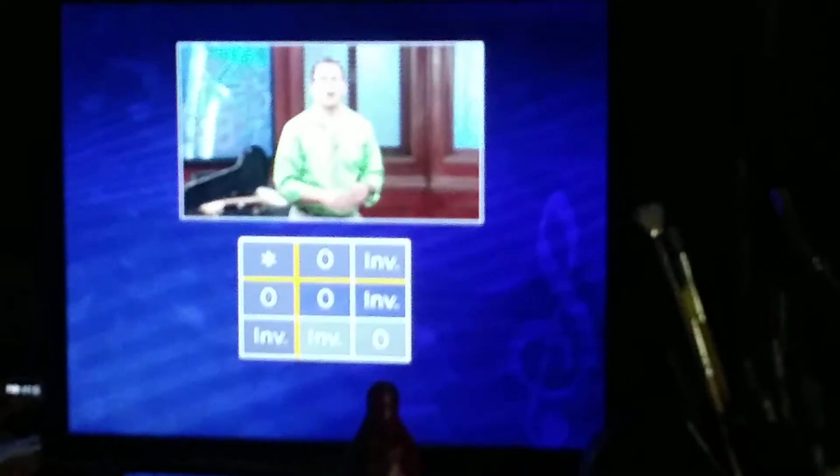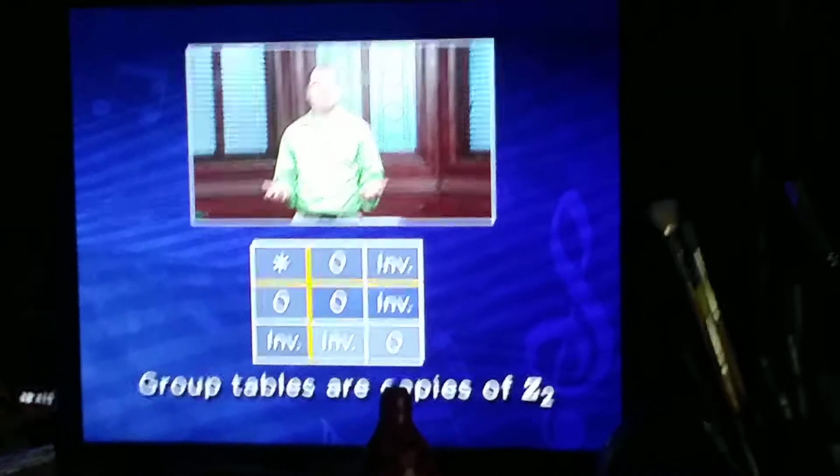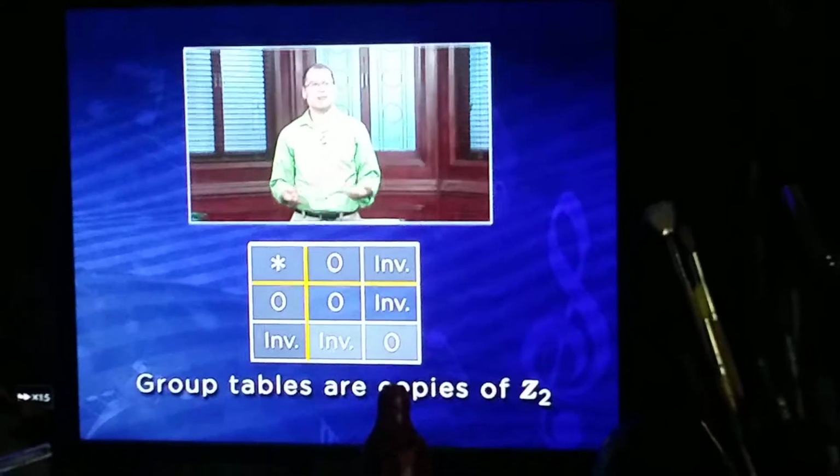You've probably noticed that all the group tables we've looked at are very similar. Mathematicians would say they're all copies of Z2. They're all what we would call isomorphic. Before we get to more of that, let's look at how composers use musical transformations when they're composing music. In particular, we're going to talk a lot today about Bach and how he used these transformations.